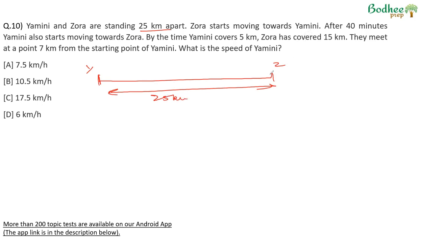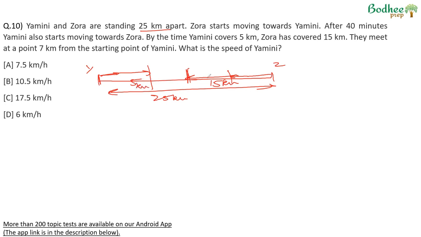After 40 minutes, Yamini also starts moving towards Zora. By the time Yamini covers 5 kilometers, Zora has covered 15 kilometers.